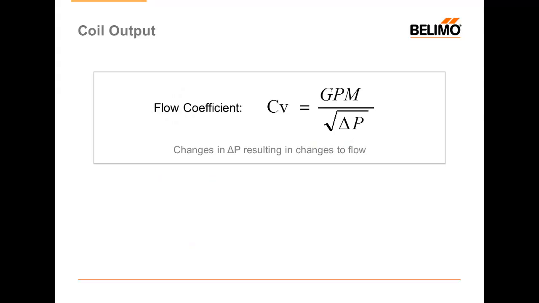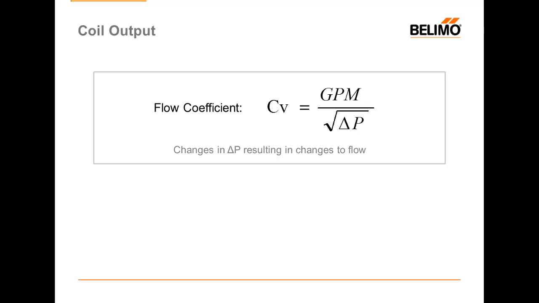Let's start with a little bit of math. This is the formula for flow coefficient, and this is how we would size a standard pressure-dependent control valve. Cv, or flow coefficient, is equal to the required GPM of the coil divided by the square root of the design pressure drop. This pressure drop is typically defined by the engineer. A valve will be selected based on the Cv that is calculated with this formula.